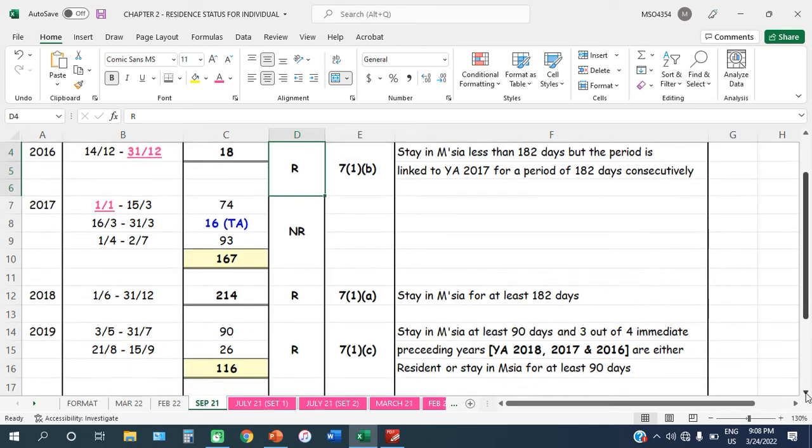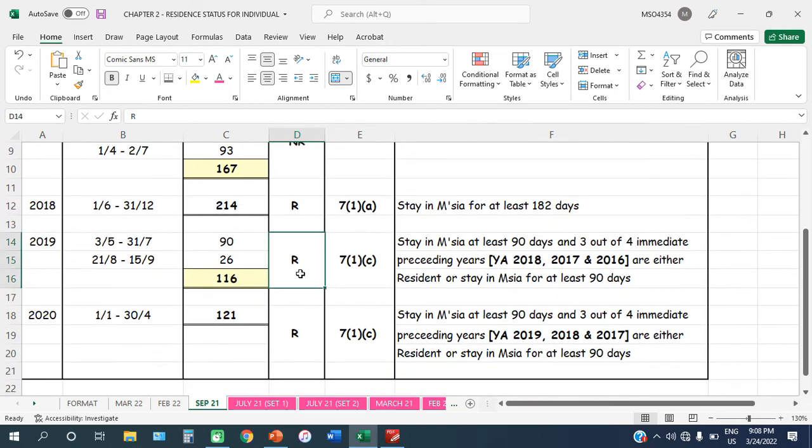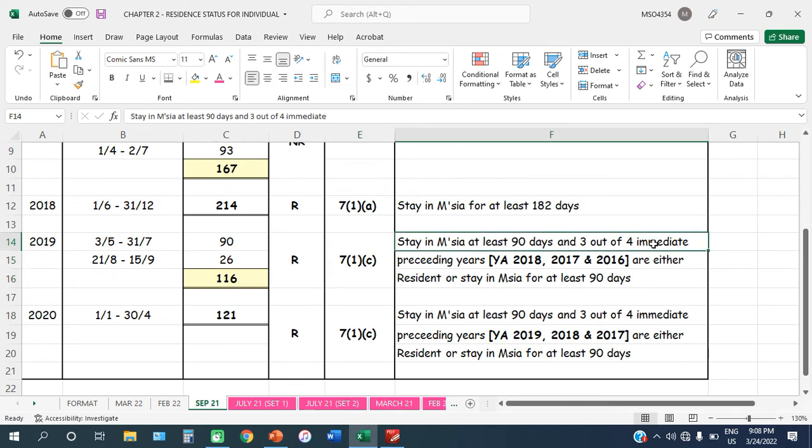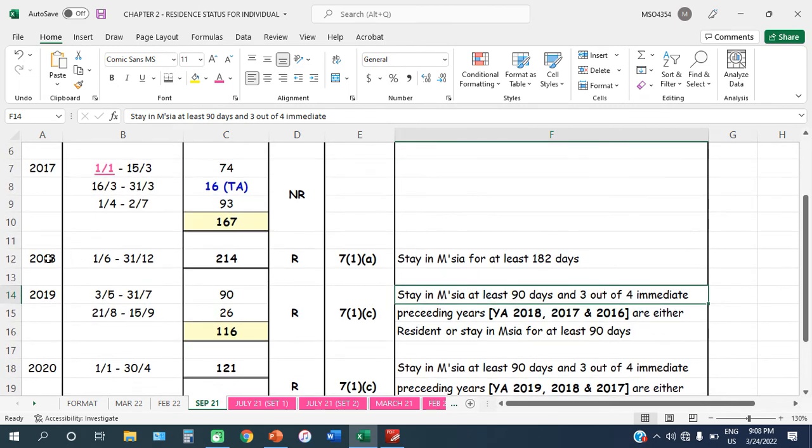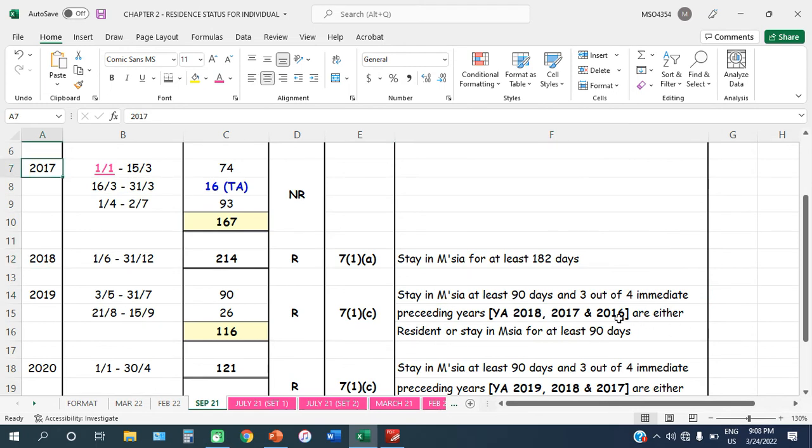So, due to that, 2019, resident under section 7, subsection 1C. Okay, give reason. Stay in Malaysia at least 90 days. Make sure you use the correct term, at least, because including 90. And 3 out of 4 immediate preceding years. Immediate is very important. Okay, what years just now, guys? Okay, 18, 17, and 16, right? Okay, so you record here: are either resident or stay in Malaysia for at least 90 days.